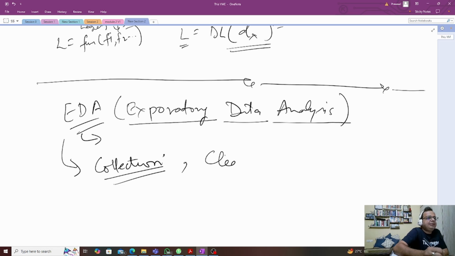Then is the cleaning of data. Your data is not that good, it has errors, it has loopholes, you need to clean it. It can come from various sources, you may want to reconcile it.